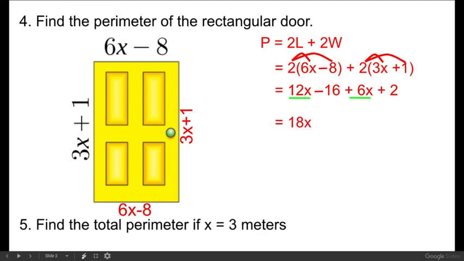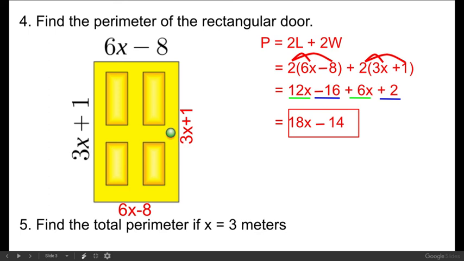And then just be really careful here. That is a negative 16. So when we combine negative 16 plus 2, negative 16 plus 2 is negative 14. I can't do anything further because I have an x term and a whole number. So that is my final perimeter, 18x minus 14.